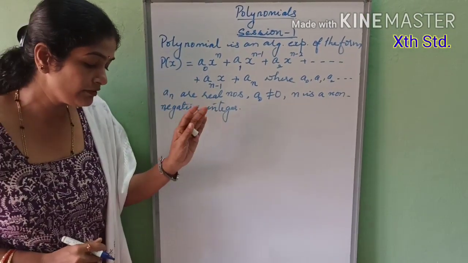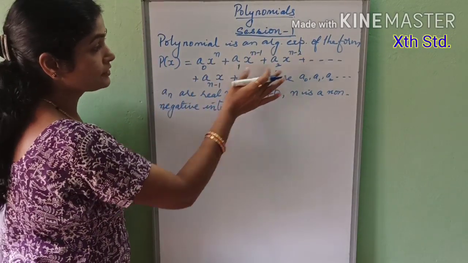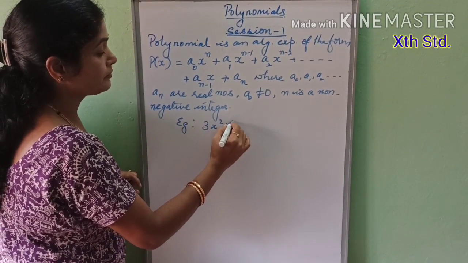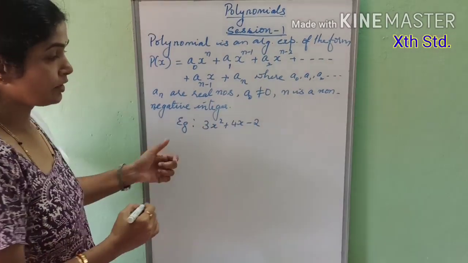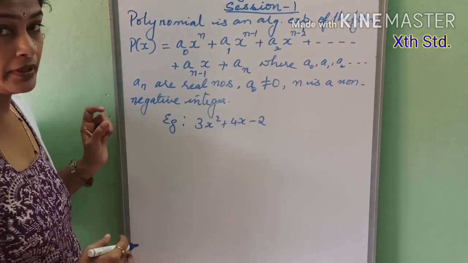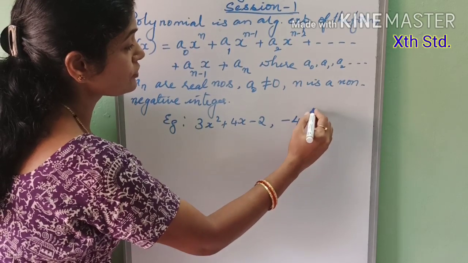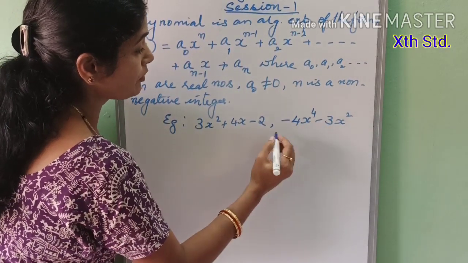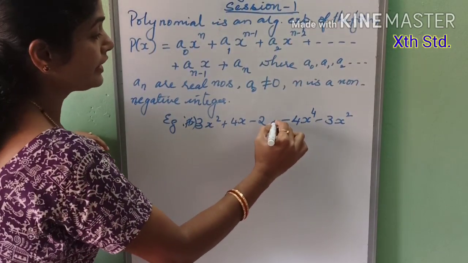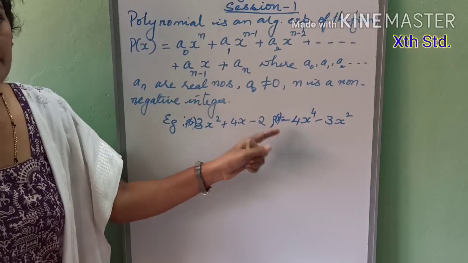Okay. Then we have learned about some of the examples also. What are the examples of a polynomial? Say, maybe 3x square plus 4x minus 2 is a polynomial in x, because the variable is x. Like that we can give many examples, like minus 4x raised to 4 minus 3x square is a polynomial in x. Here p of x is equal to this, and again this is a polynomial in variable x.